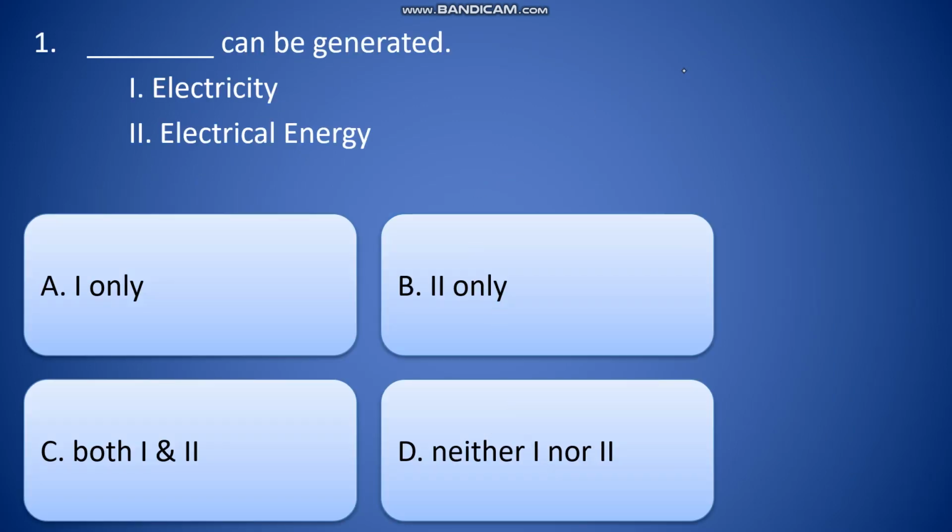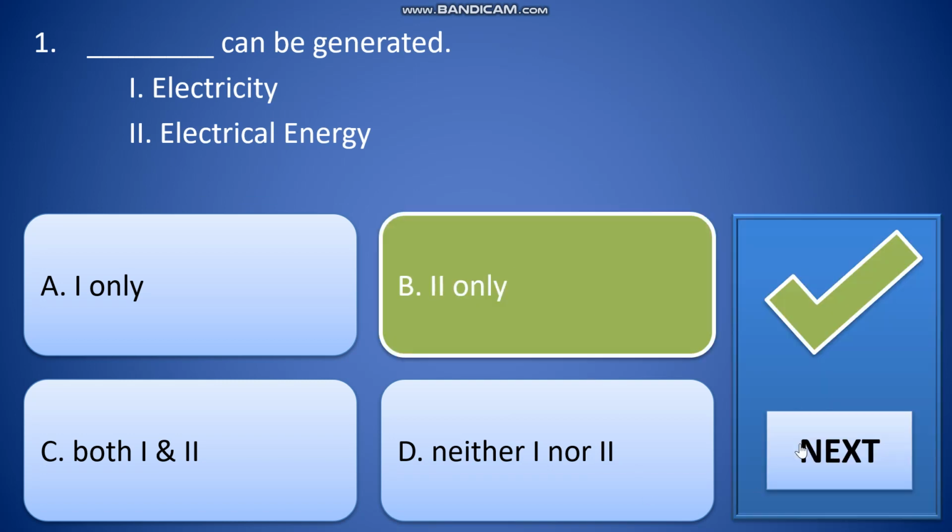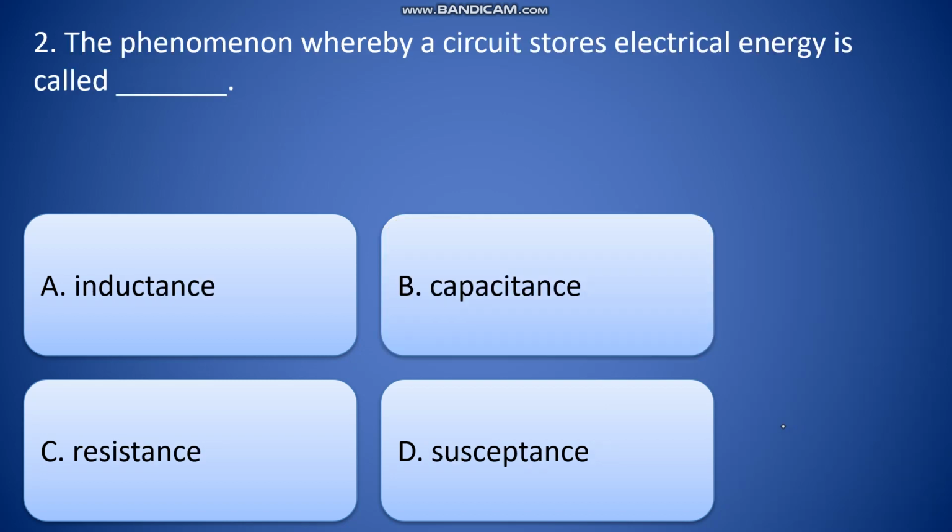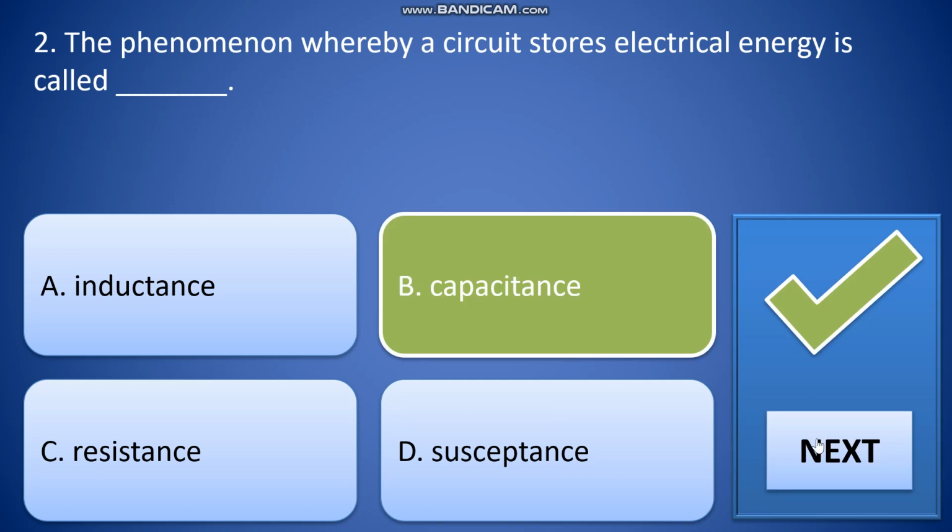Blank can be generated. My answer will be electrical energy, because energy can be generated. So, we have one correct. The phenomenon whereby a circuit stores electrical energy is called capacitance. Nag-i-store yan ng energy.